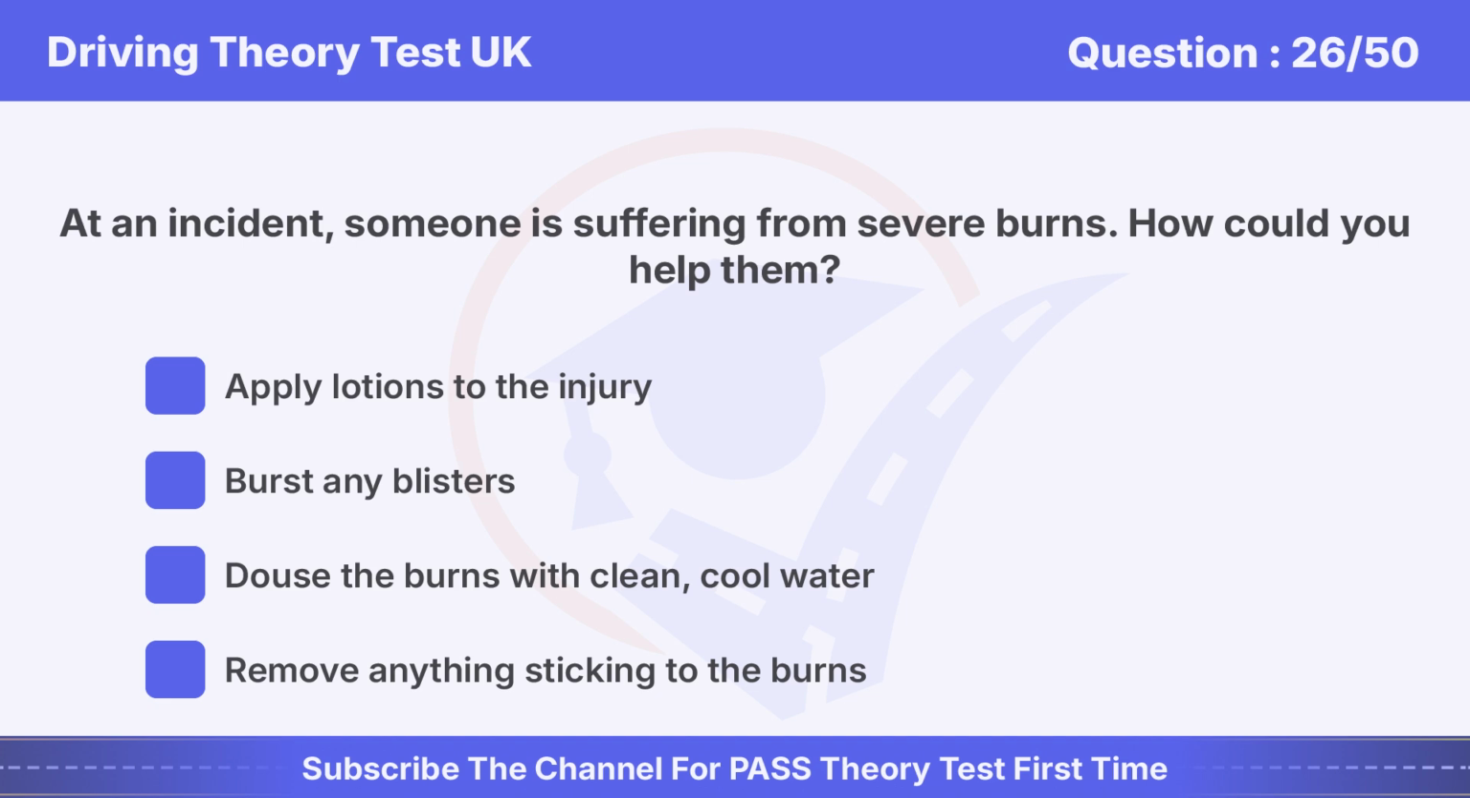Question 26. At an incident, someone is suffering from severe burns. How could you help them?